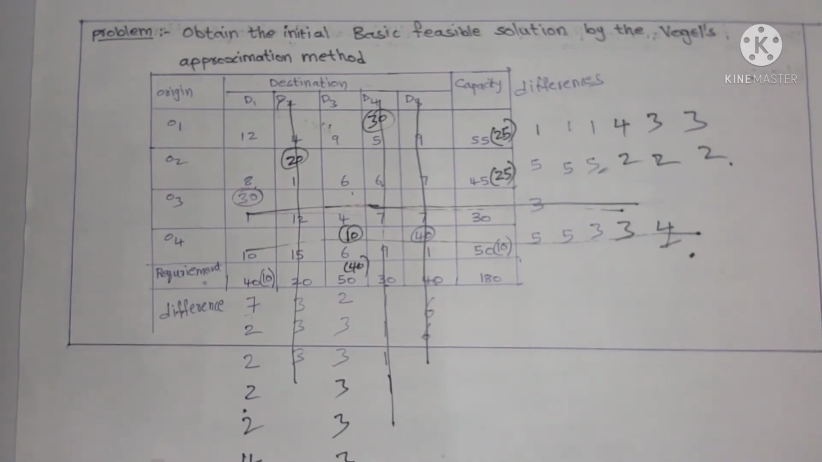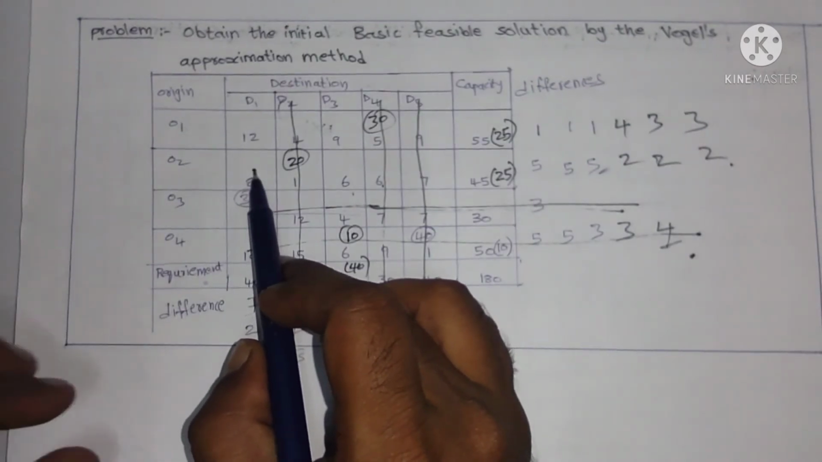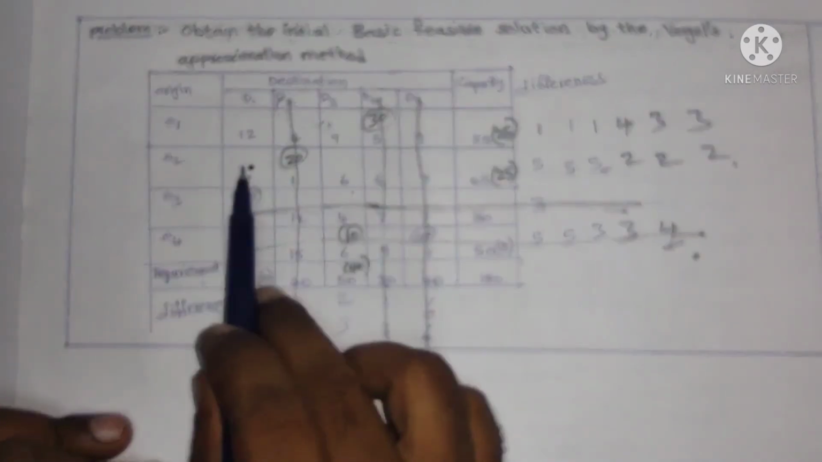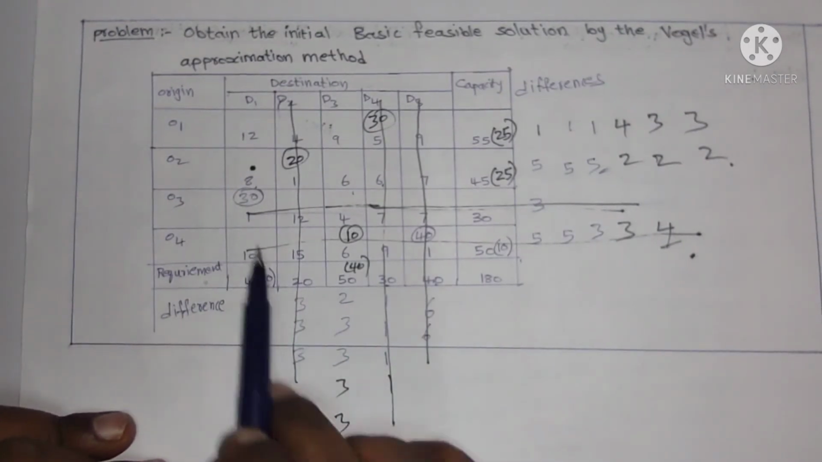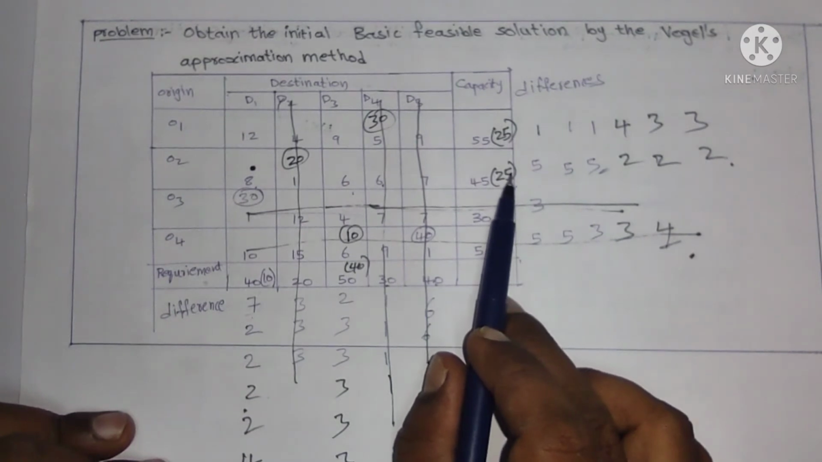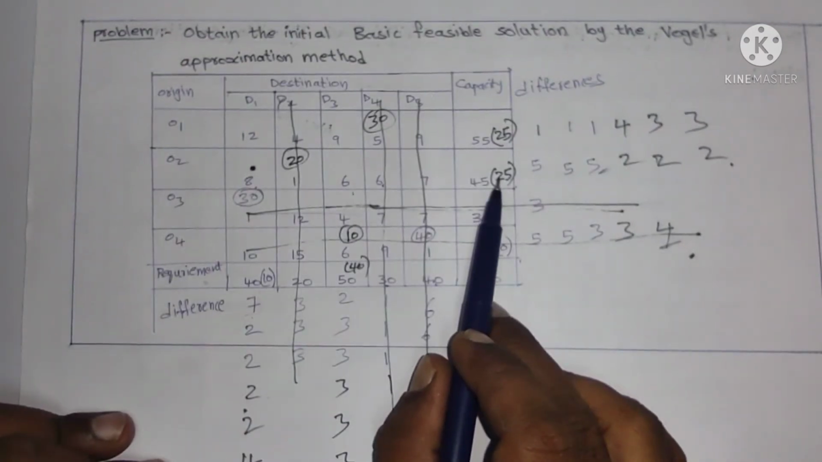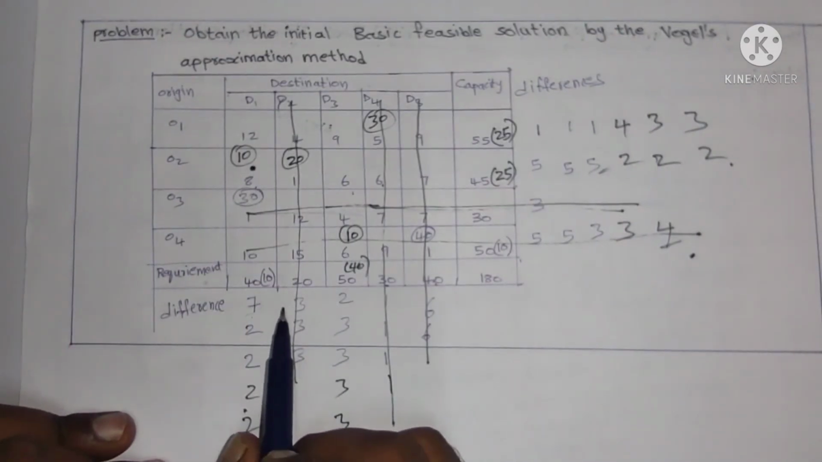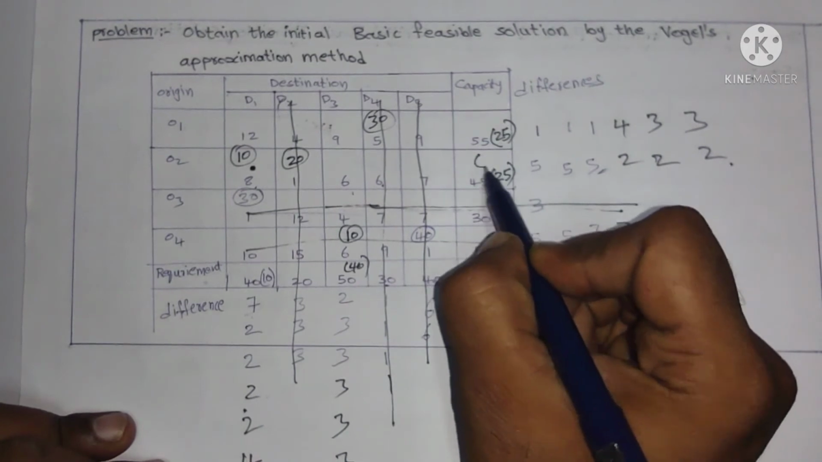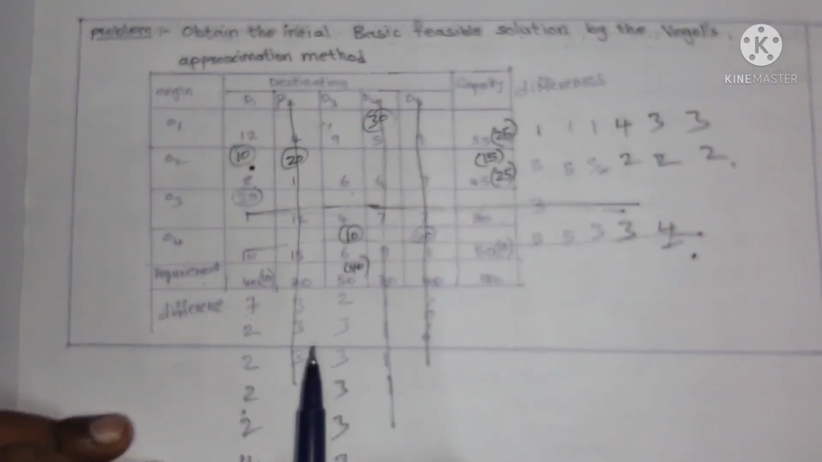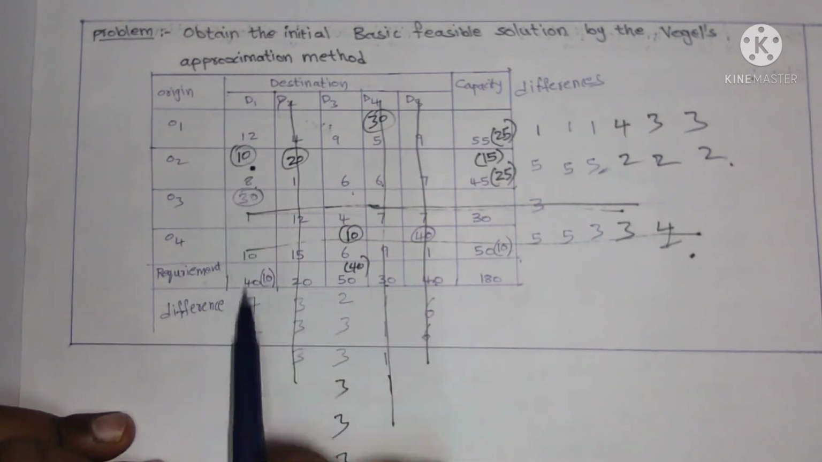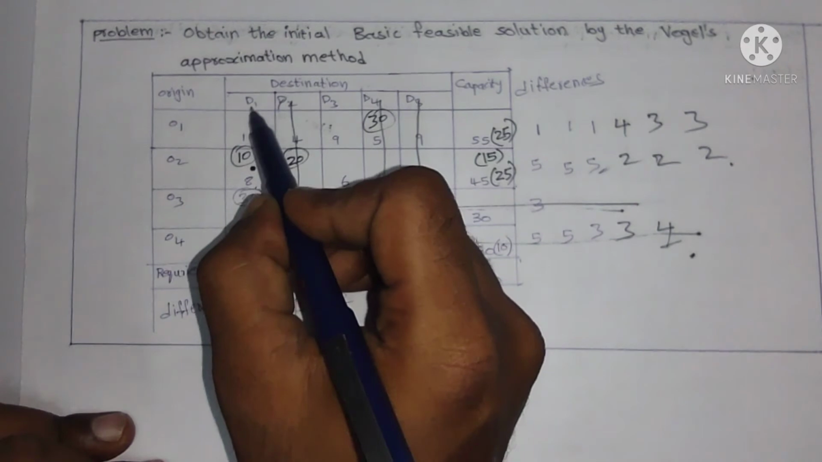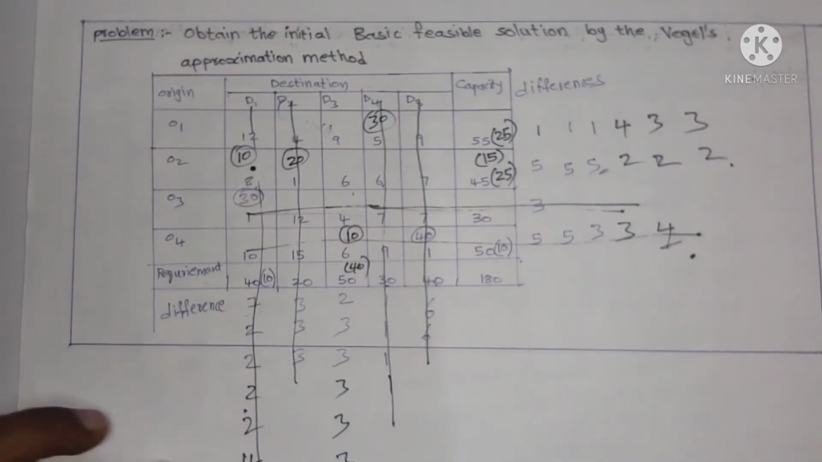In this column, what is the cheapest cell? 8 is the cheapest cell. That means we have to assign the value for this O2D1 cell. So for this O2D1, what is the requirement we are having? 10. What is the capacity we are having? 25. Among 10 and 25, which one is the smallest value? 10. That means 10 should be filled here, and that should be subtracted from this 25, that is written in brackets 15. Okay, now if you see this column, 10 plus 30, 40, total requirement is 40. That means this first column is completely satisfied, and it will be eliminated.